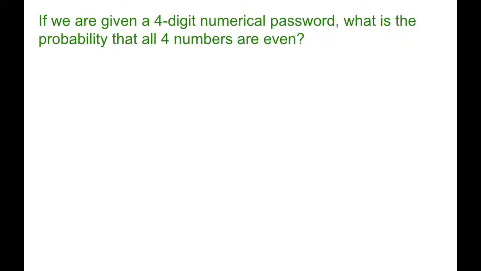All right, if we are given a 4-digit numerical password, what is the probability that all 4 numbers are even? Oh, interesting. So we have 4 digits, so let's do our 4 lines. We're multiplying in between. When we're talking about each individual digit, we're talking about those numbers 0 to 9. And we all know that there's 10 numbers from 0 to 9. So let's put a 10 there.